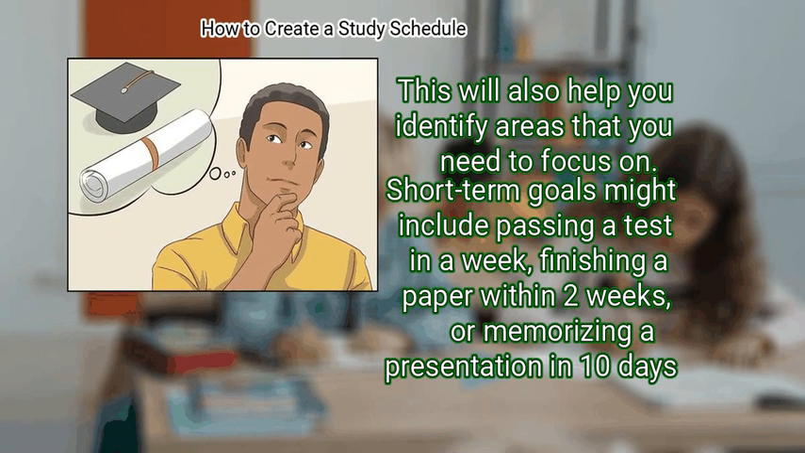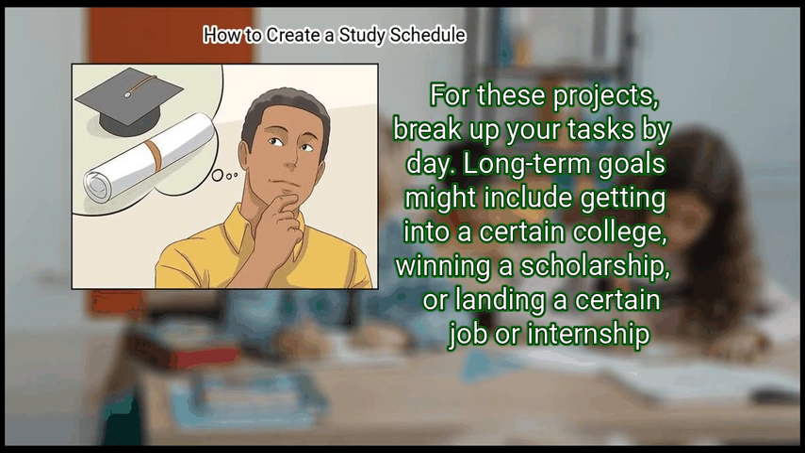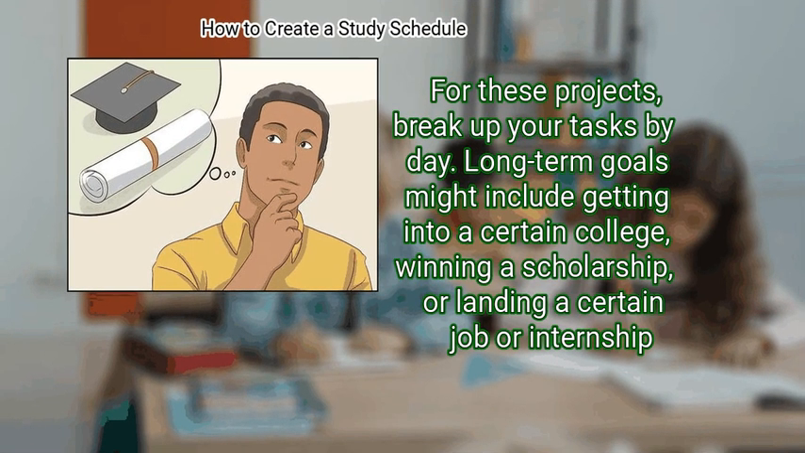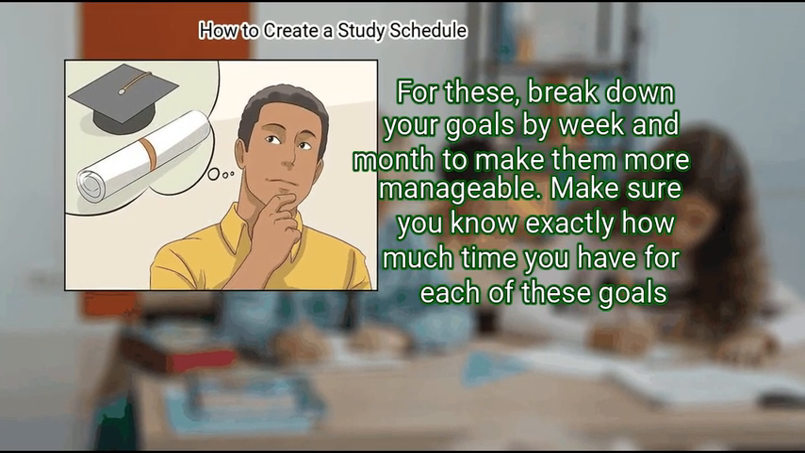Short-term goals might include passing a test in a week, finishing a paper within 2 weeks, or memorizing a presentation in 10 days. For these projects, break up your tasks by day. Long-term goals might include getting into a certain college, winning a scholarship, or landing a certain job or internship. For these, break down your goals by week and month to make them more manageable.